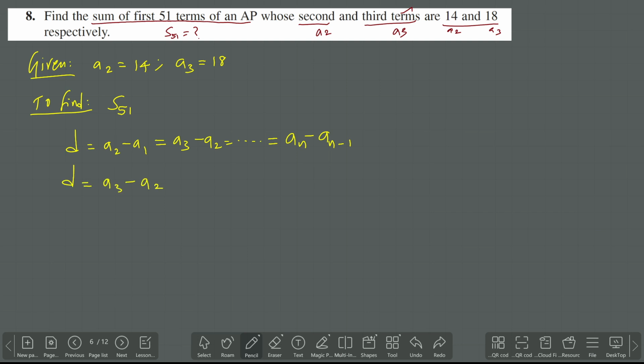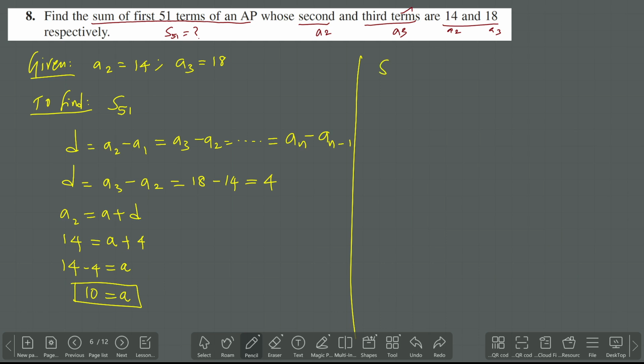Both the terms are given. Have you noticed? A3 is 18 and A2 is 14, so D is 4. That's it, we got the D value without using elimination. With elimination also you can bring it, not a problem, but this saves little time in the examination. Now take A2, which is A plus D. The A2 value is 14, the A value we don't know, but D is 4. When you send it opposite, 14 minus 4 equals A, so A is 10. So I have the A value and D value. Now we can go to whatever they asked to find.